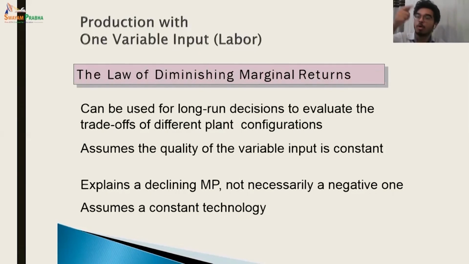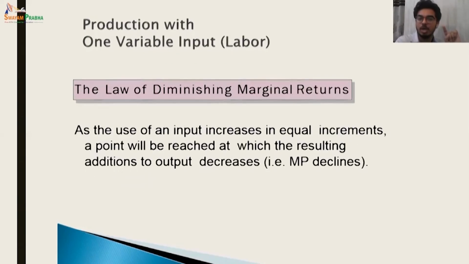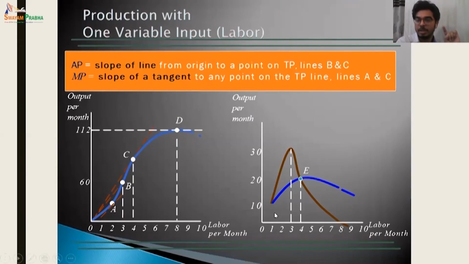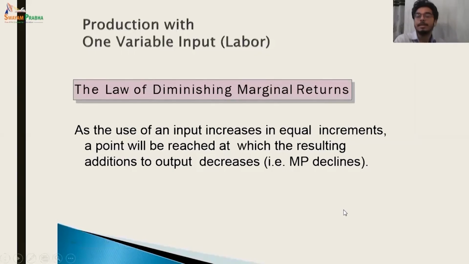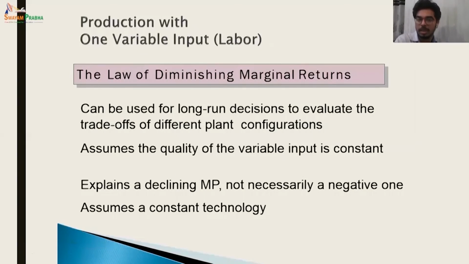So from 3 onwards, it starts falling. At 4, the average product and marginal product are similar, but from 3 onwards it starts falling. But it goes negative only at 9 and 10. So whenever we are talking about diminishing marginal returns, it does not talk about the negative part. It talks about the diminishing, the declining, the falling part, right? And it assumes a constant technology, because only the labor is changing, not anything else.